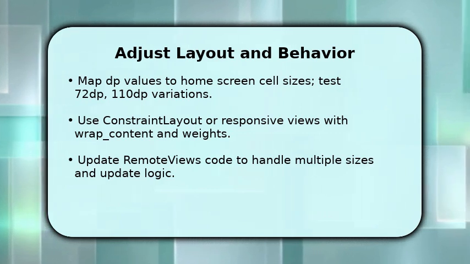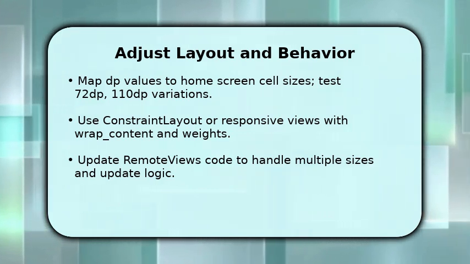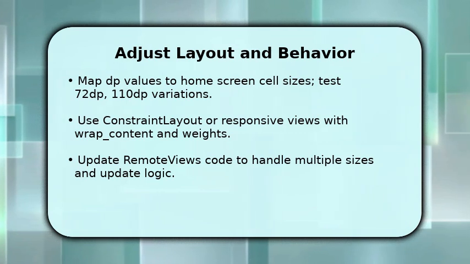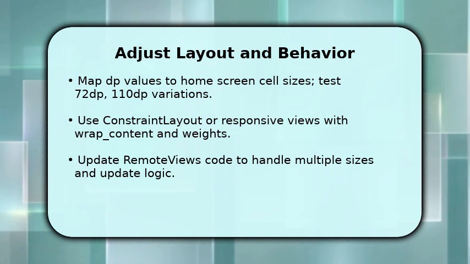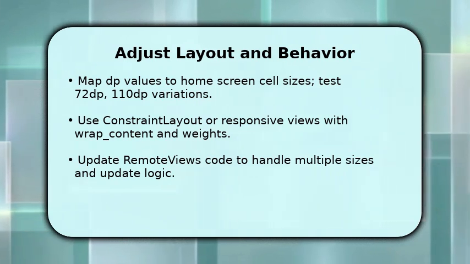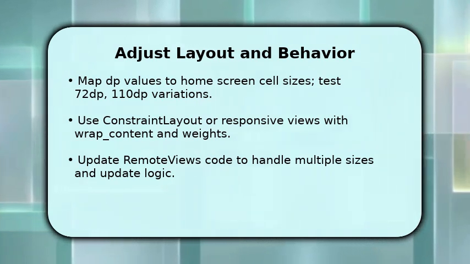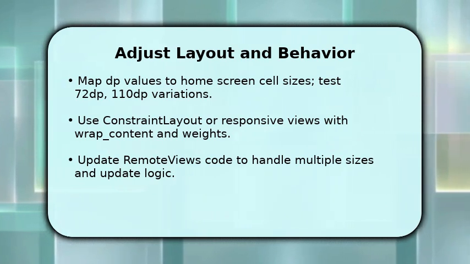Meanwhile, update your app widget provider's onAppWidgetOptionsChanged to read new options bundle values, and call updateAppWidget with alternative remote views for different sizes. This ensures content rearranges logically. You're controlling both declared size.